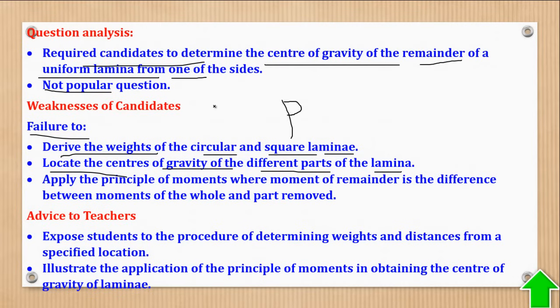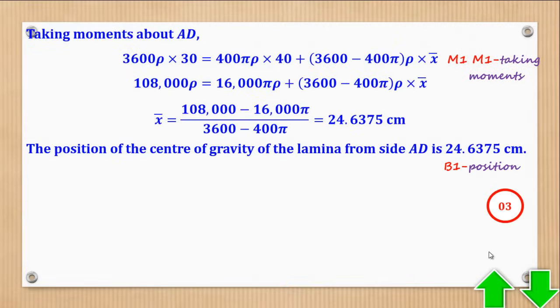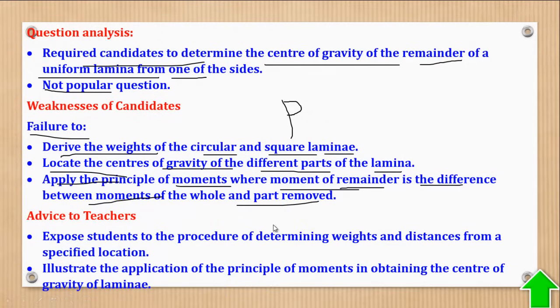Then failure to locate the centers of gravity of the different parts of the lamina. So you need to know how to get the center of gravity of a uniform square, center of gravity of a uniform circle, like that. Then failure to apply the principle of moments, where the moment of the remainder is the difference between the moment of the whole and the moment of the part removed. So this was a challenge. Some of the students, let me show you what they could do. They could say this plus this equal to this, which is not okay. It should be the whole on one side, then the individual components on the other side.